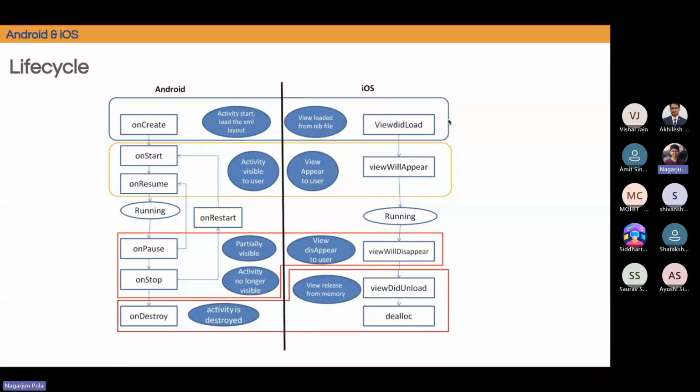Okay. So these are some of the methods that are run by the platform lifecycle. And these methods are useful to perform any initialization or any fetching of data from the network in order to display when the app starts and things like that. Similarly, just before the app is exiting, these three methods are run: onPause, onStop, and onDestroy for Android, and viewWillDisappear, viewDidUnload, and dealloc for iOS. So again, these methods are used for cleanup purposes.